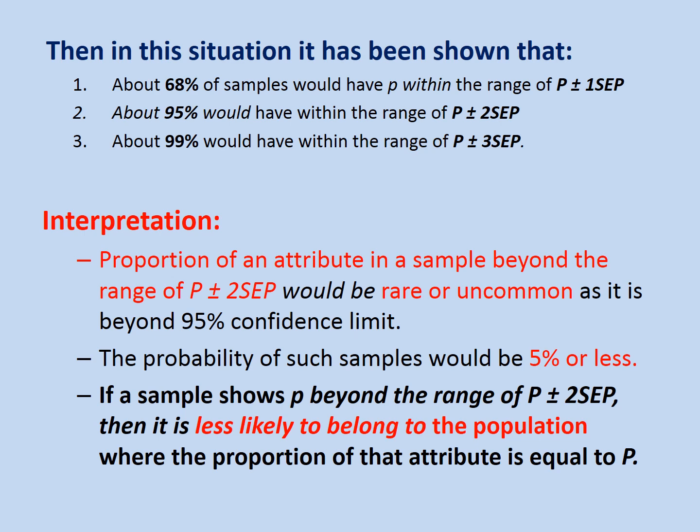The probability of such a sample would be 5% or less. If a sample shows a sample P beyond the range of population P plus or minus 2 standard error of proportion, then it is less likely to belong to the population where the proportion of the attribute is equal to population P. Don't worry, I will explain it with the help of an example.